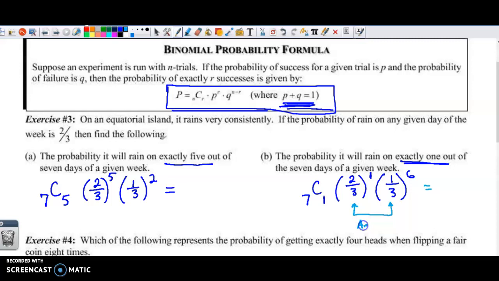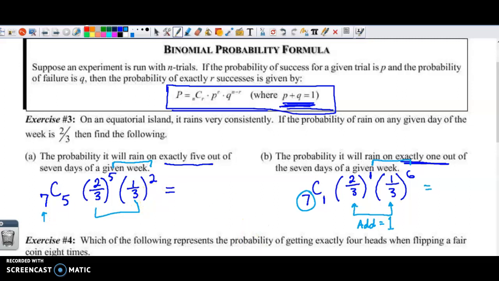these two numbers right here must add to equal 1. And then these two numbers here, the 1 and the 6, have to add to equal this number. And you can verify that that happened over here as well. That 5 and the 2 add to equal this number.